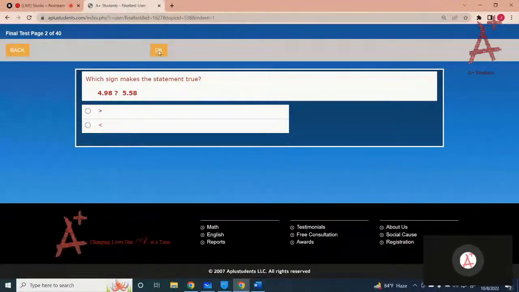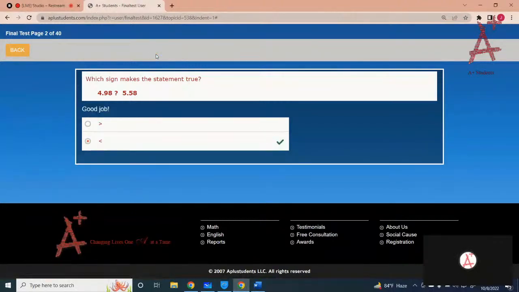Okay, the next one is 4.98 compared to 5.58. So just compare their whole numbers. So 4 is smaller than 5. That means 4.98 is less than 5.58. Got it?